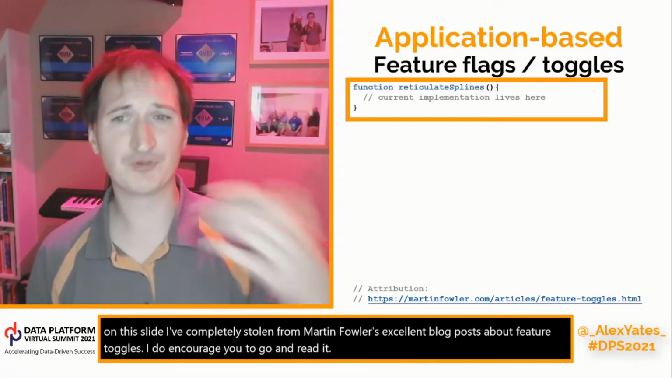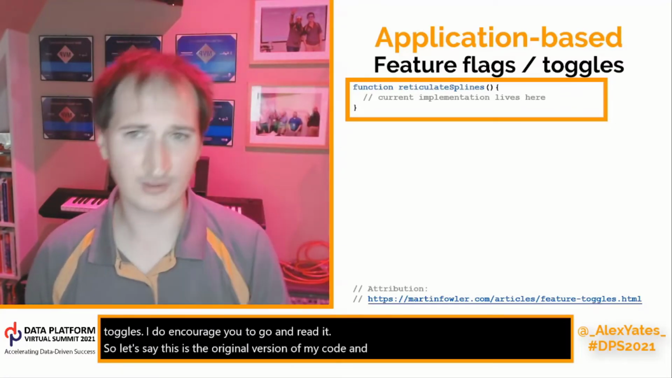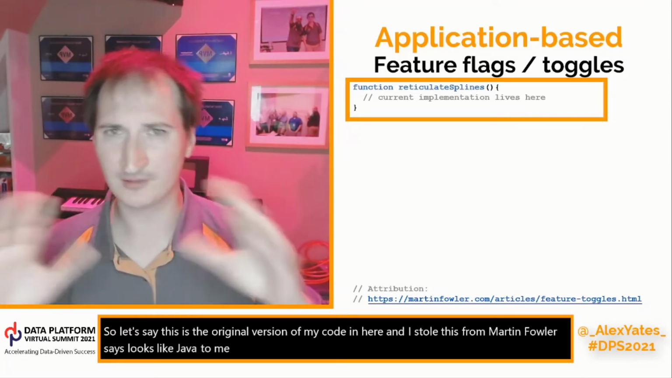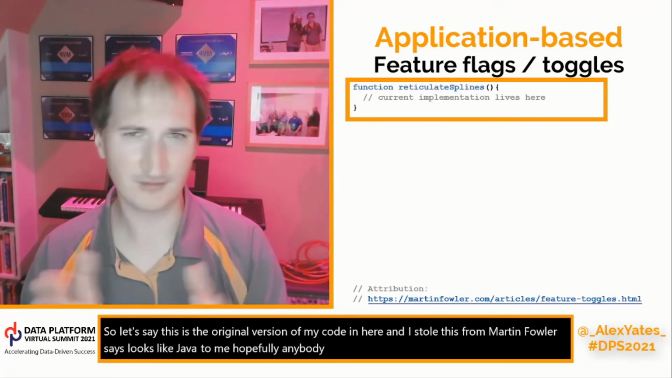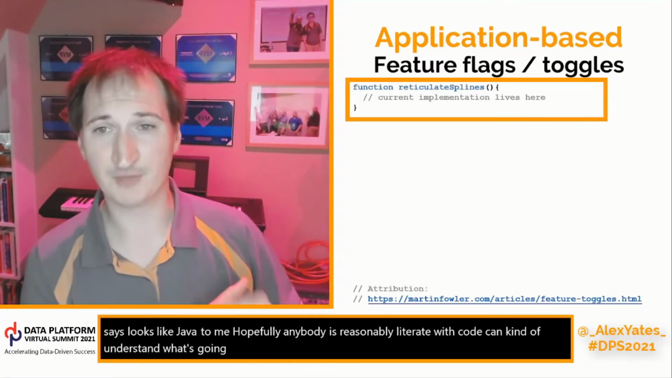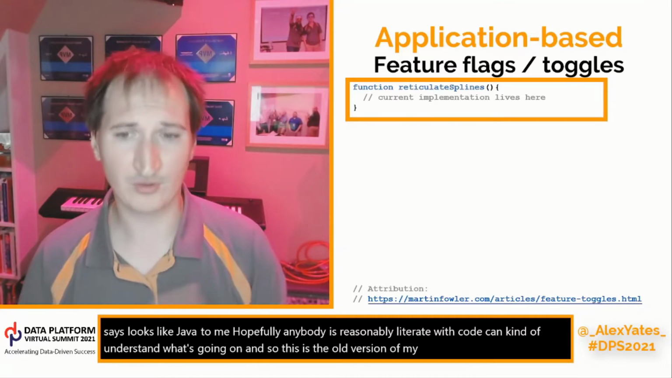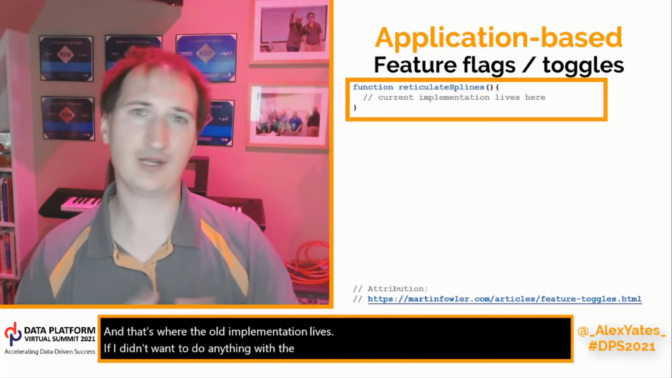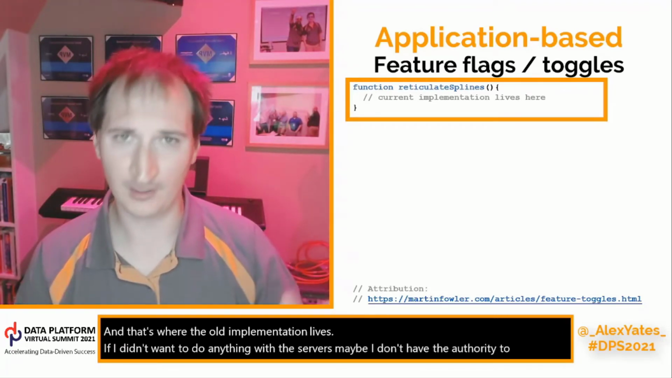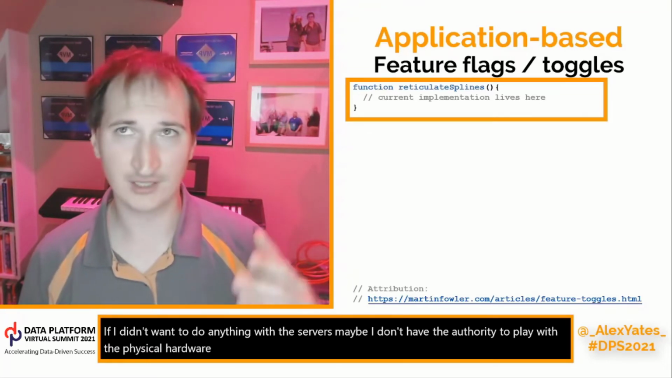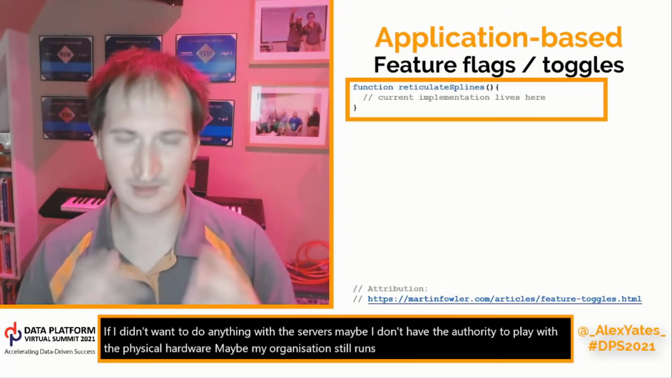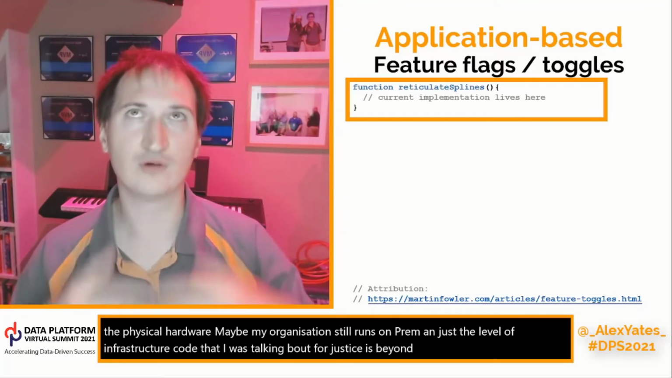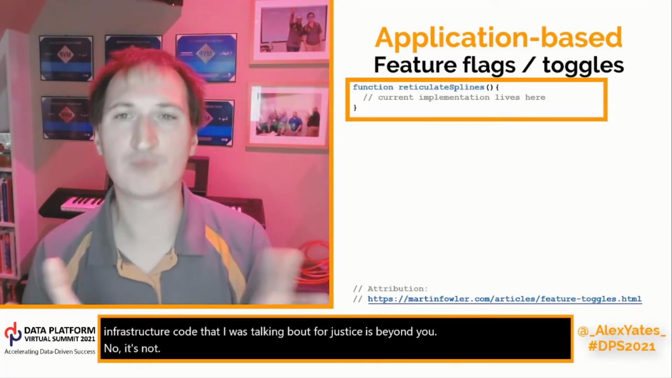So let's say this is the original version of my code. I stole this from Martin Fowler, so it looks like Java to me, but hopefully anybody who's reasonably literate with code can understand what's going on. This is the old version of my function, and that's where the old implementation lives. If I didn't want to do anything with the servers, maybe I don't have the authority to play with the physical hardware, maybe my organization still runs on-prem, and the level of infrastructure as code that I was talking about before is beyond you, or it's not practical in the short term.